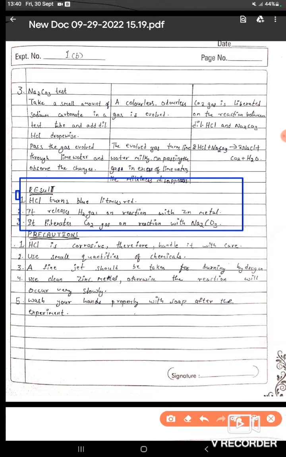Then start the precautions, and you can continue the precautions without putting boxes. I just marked it for identification purposes only, right?